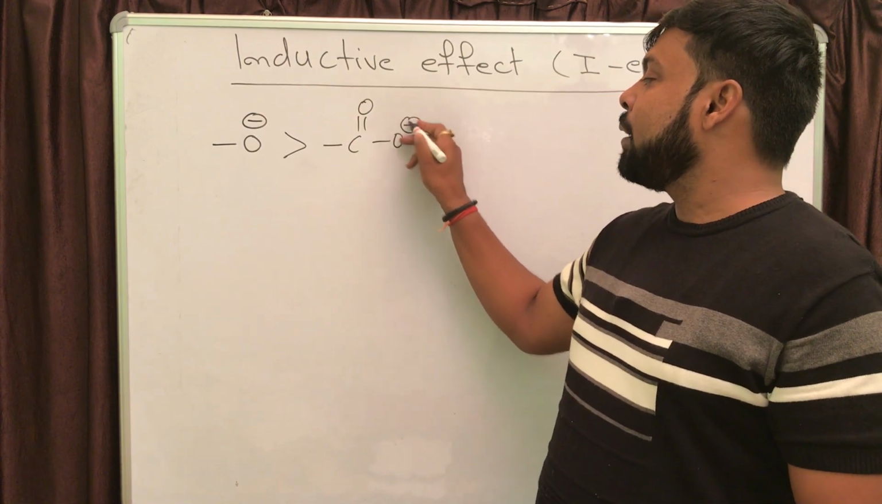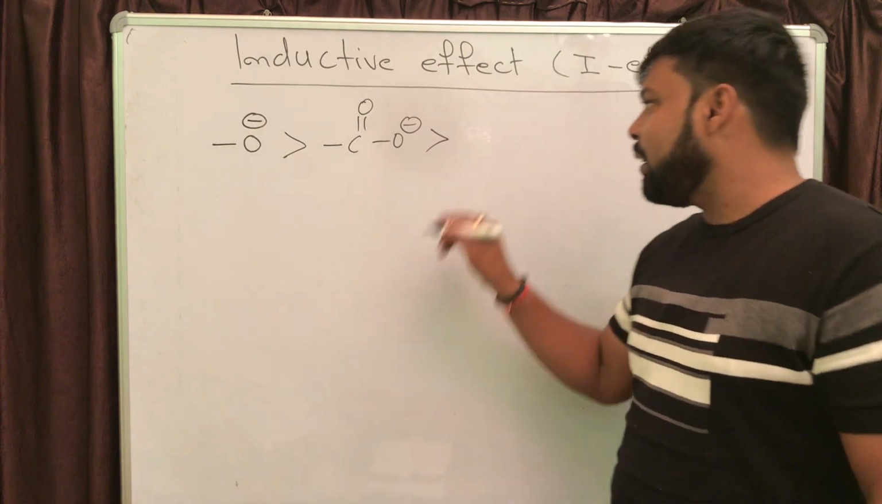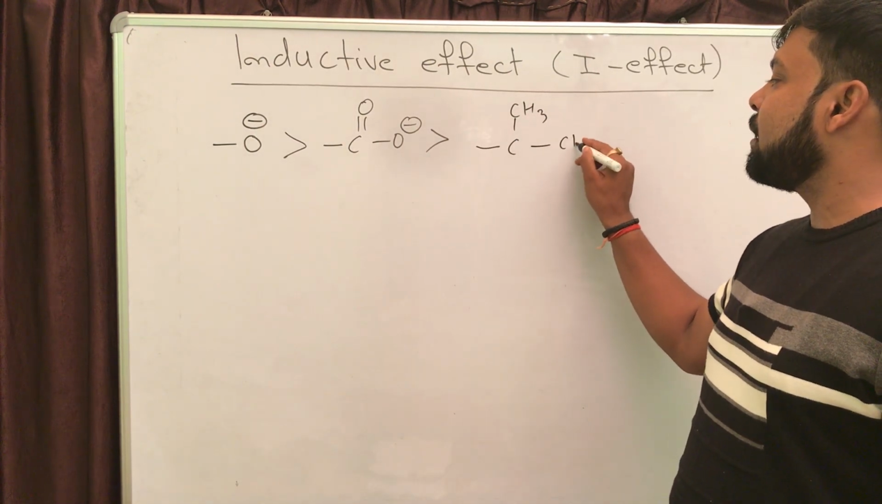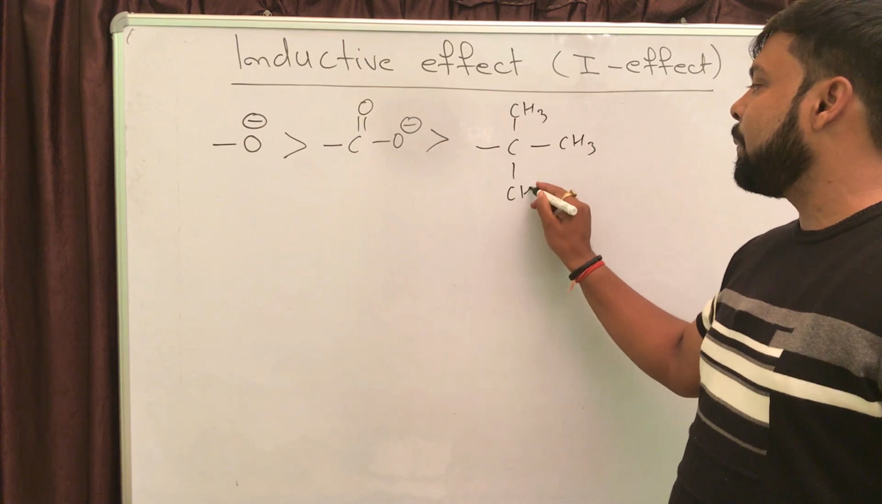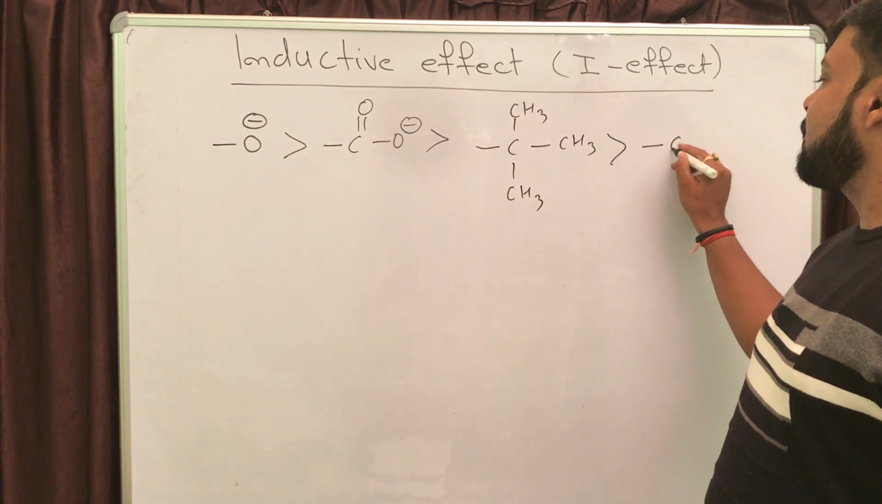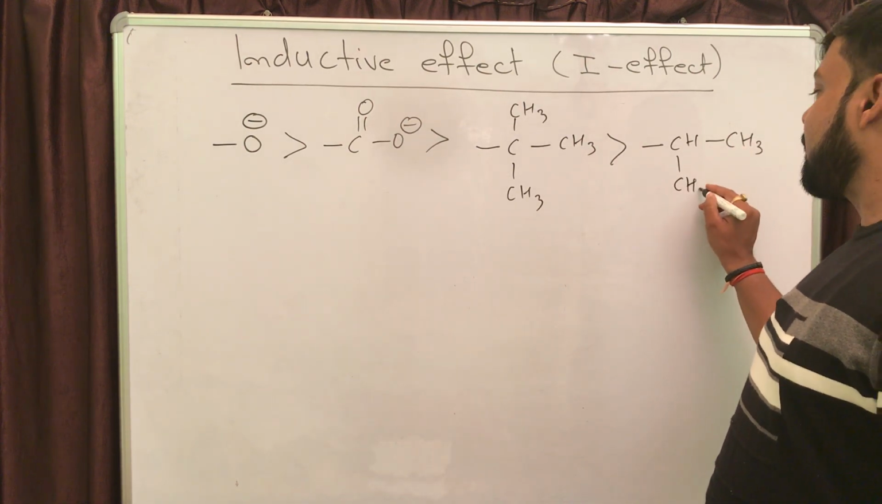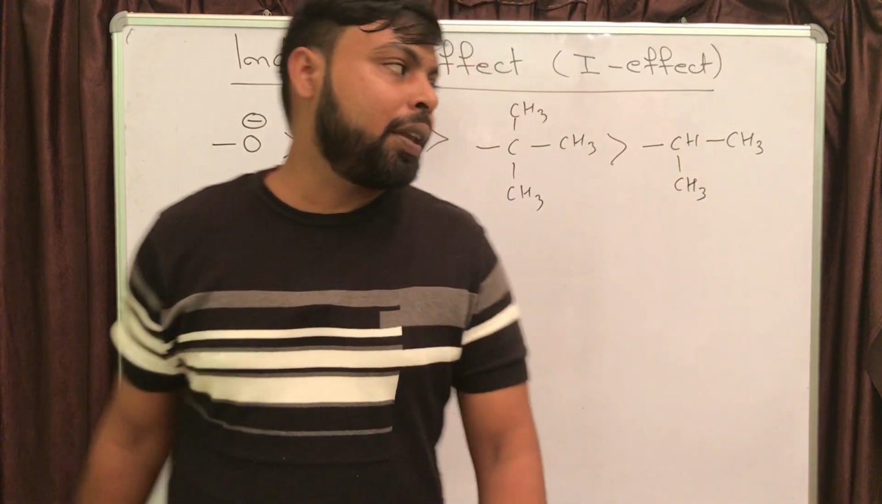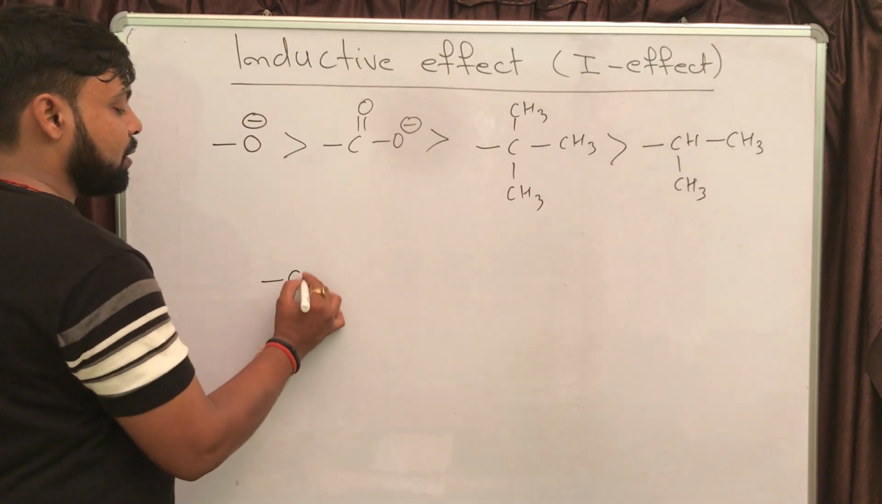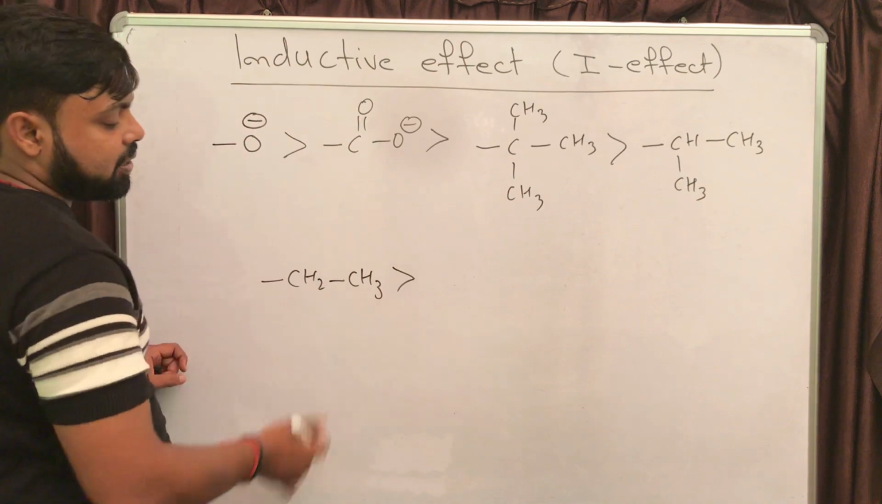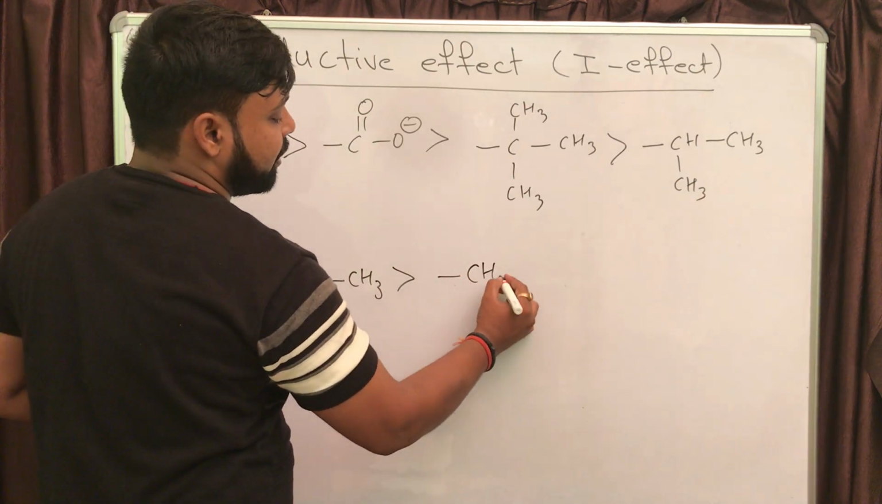Then it is the carboxylate group. Next, it is the 3-degree carbon atom. Next, it is the 2-degree carbon atom, 2-degree methyl group or 2-degree carbon atom. Next, it is the 1-degree carbon atom. Here it is ethyl, and next I am writing methyl, right?